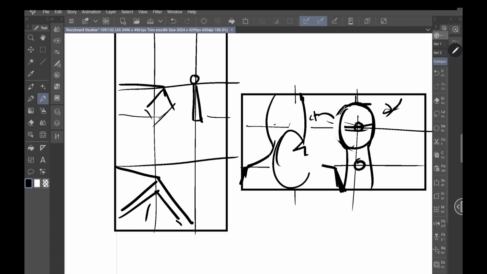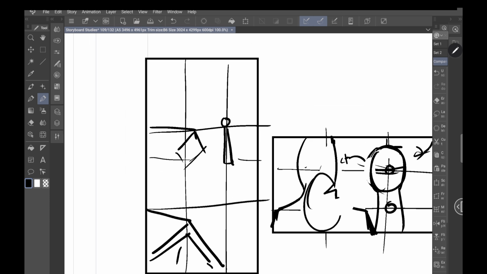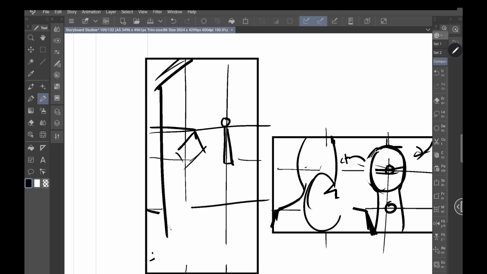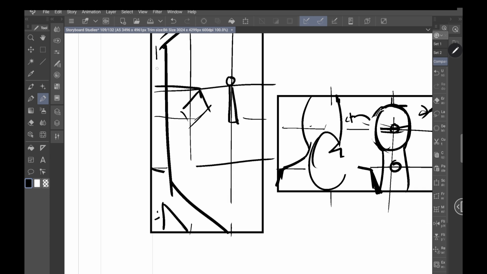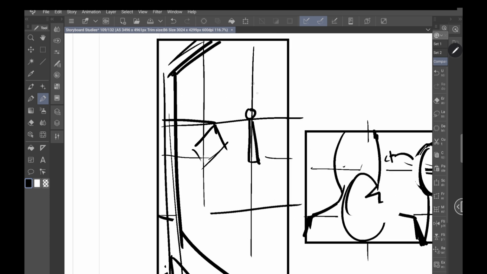Additionally, you can use things in the foreground to frame shots. For example, if you wanted to, you could draw a tree here. We'll get rid of this car, and we could draw a tree to frame the character shot here.